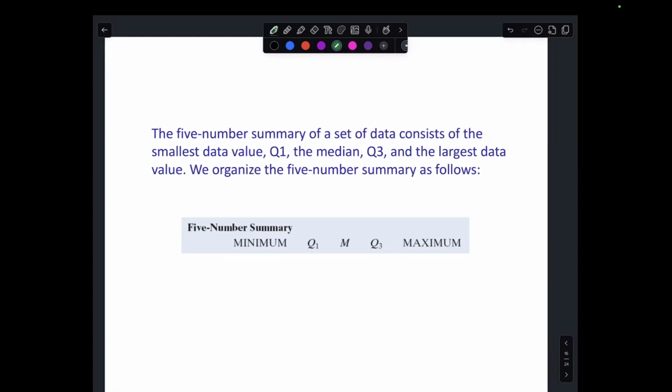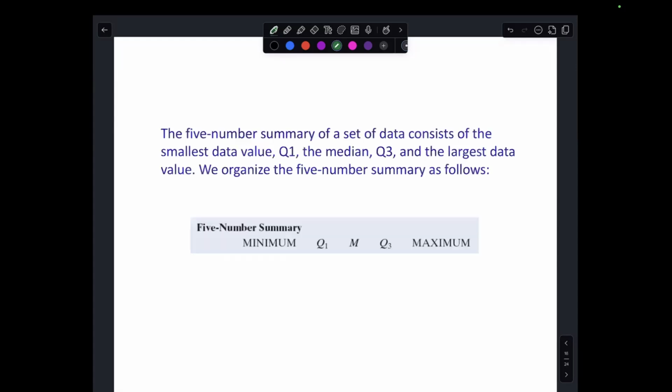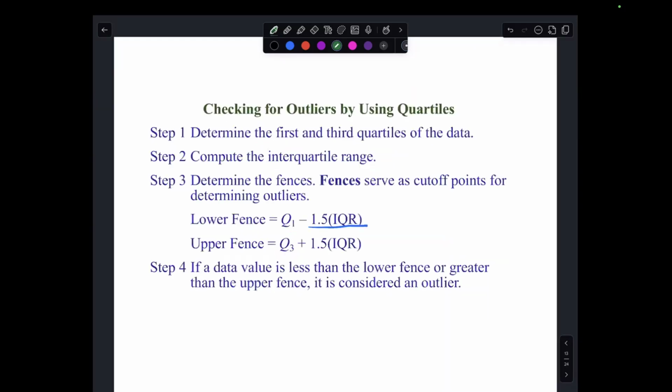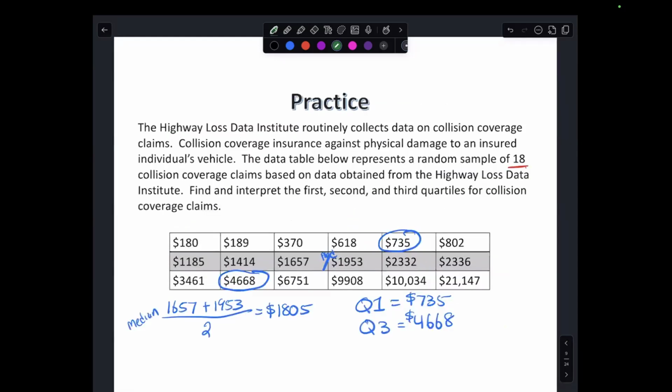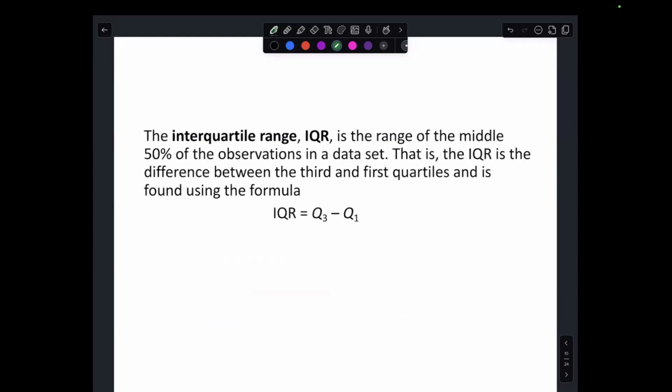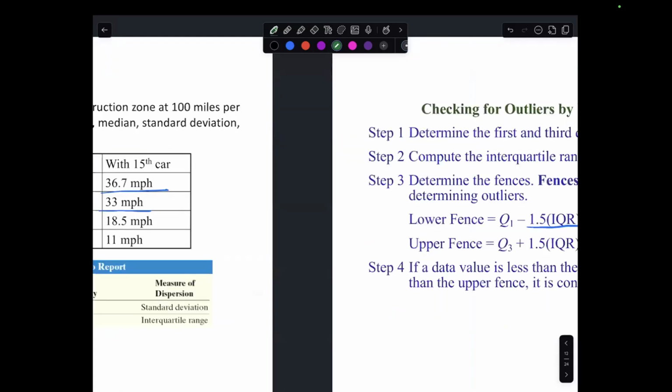So let's get the 5-number summary of the speed data and the collision data. So I'm going to have to go back to my speed data because I don't remember all the numbers. So my speed data, I wish I would have had it. Oh, I do. Hold on. I have the PowerPoint on my computer. Okay. So go back where we are.